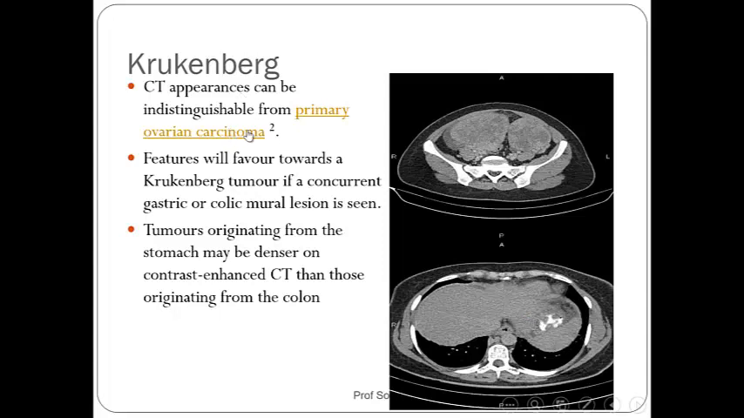CT appearance may be indistinguishable from the primary ovarian carcinoma. Features will favor a Krukenberg tumor if a concurrent gastric or colic mural lesion is seen. Tumors originating from the stomach may be denser on post-contrast CT because they are mucinous. So those originating from the stomach are denser on CT than those coming from the colon.